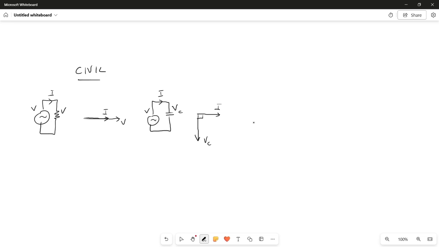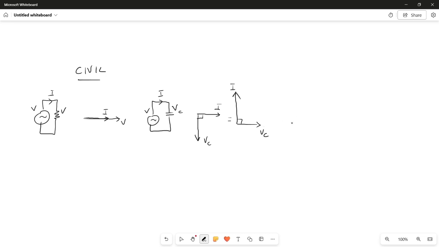I can also draw it this way, comes to the same thing. Okay, this is my current, this is my VC. It's the same thing as well. This one just shows that it has rotated 90 degrees, a bit more anticlockwise.